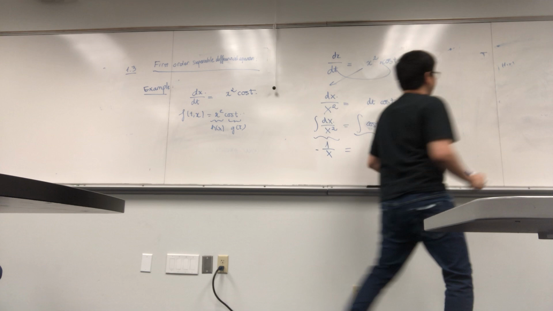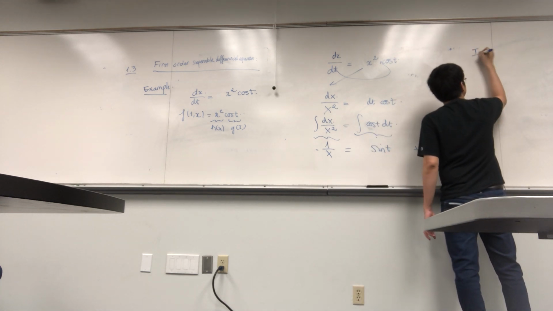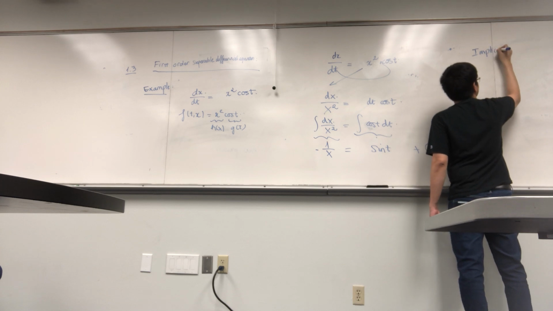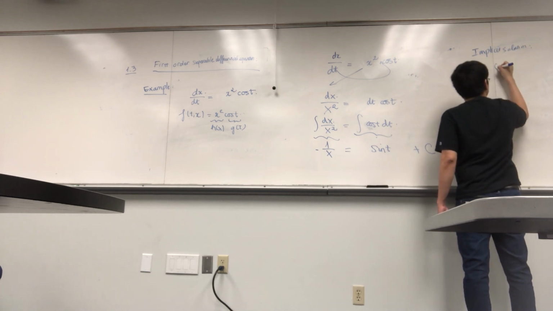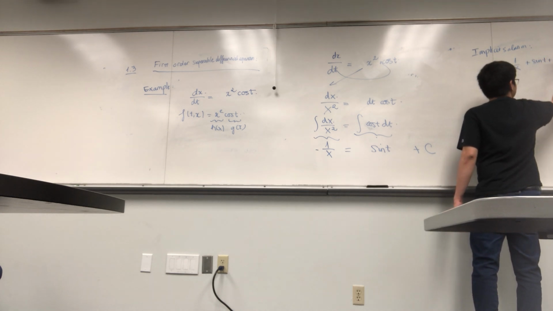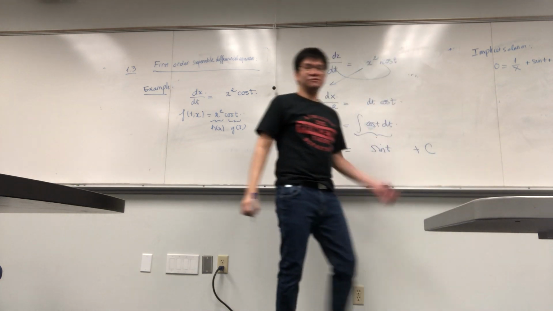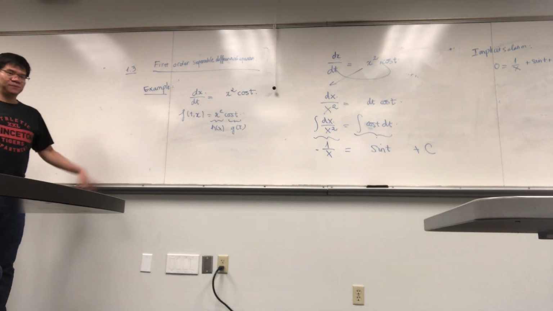So then I can put 1 over x to the other side, and I have an implicit solution, which is 0 is 1 over x plus sine of t. All right. So there will be an explicit solution that you have to solve. I'll explain again from the beginning.